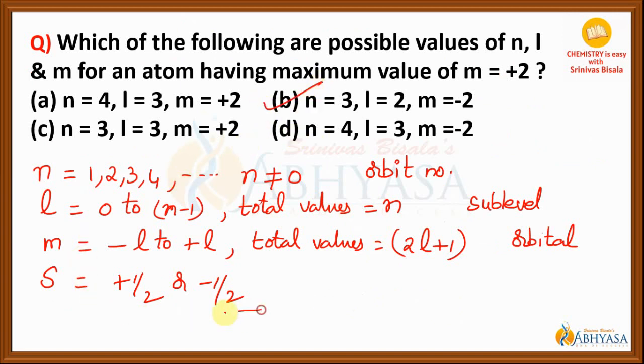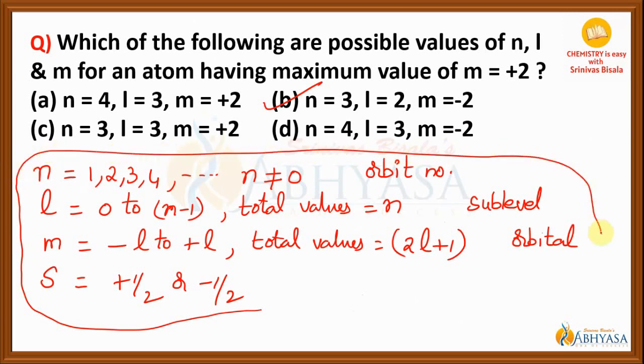So, to solve all the theoretical questions of quantum numbers, remembering these values is very, very important. n can have values 1, 2, 3, 4, etc. It can never be equal to 0. l value ranges from 0 to n minus 1, and the total values is equal to n value. And m can have values minus l to plus l, and the total values is equal to 2l plus 1. And spin quantum number can be plus half or minus half. Based on this information, now try solving this particular question.